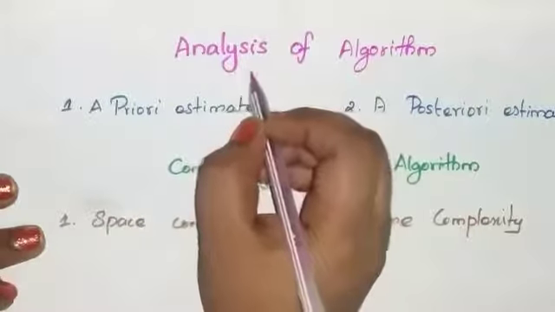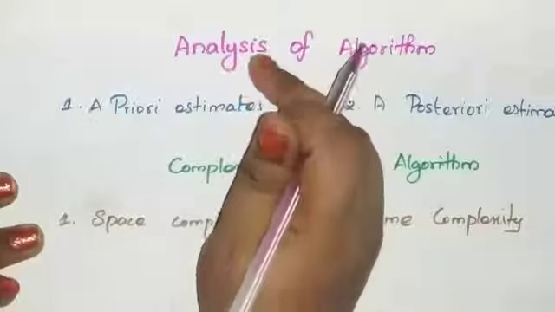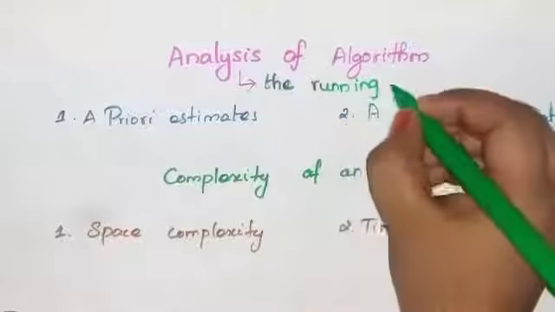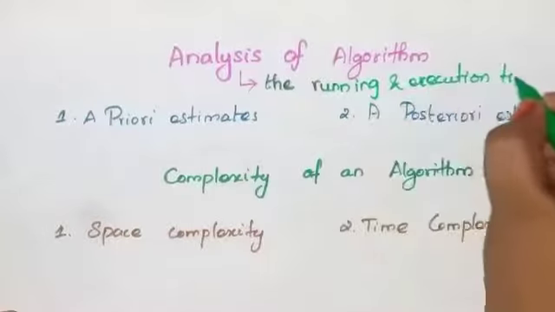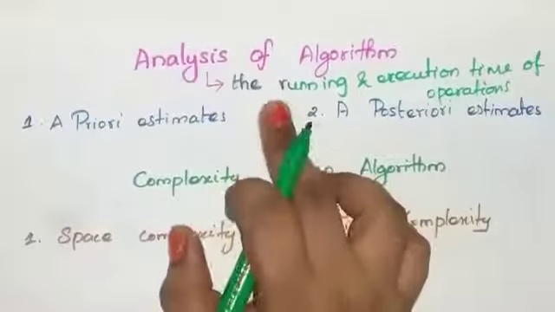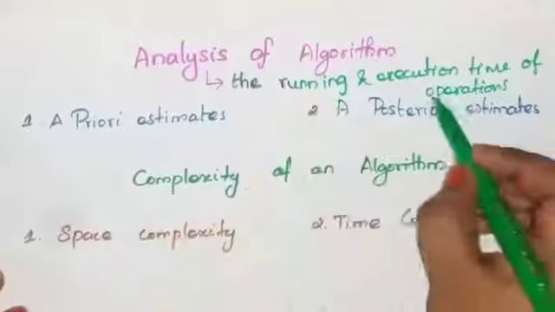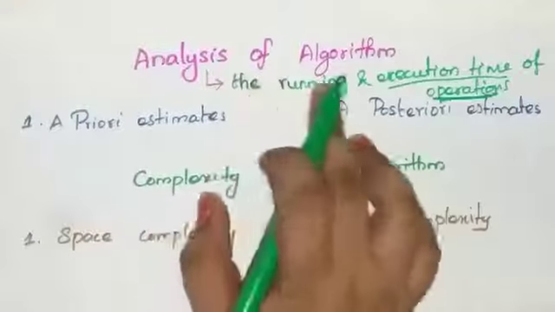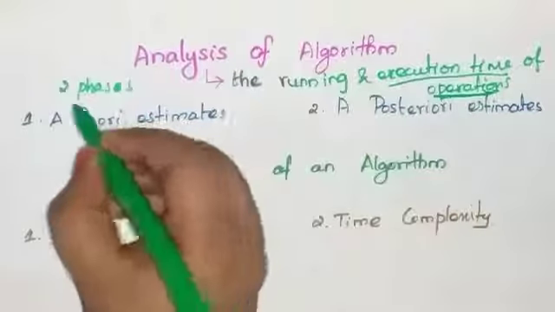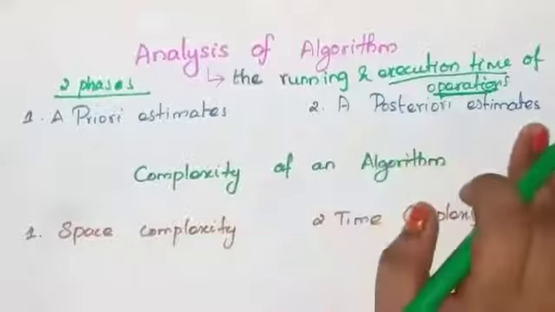The analysis of algorithm defines how many programming instructions are executed per operation. So it deals with the running and execution time of operations. That is called analysis of algorithm. This analysis of algorithm is divided into two different phases. What are they? A priori estimate and a posteriori estimate.